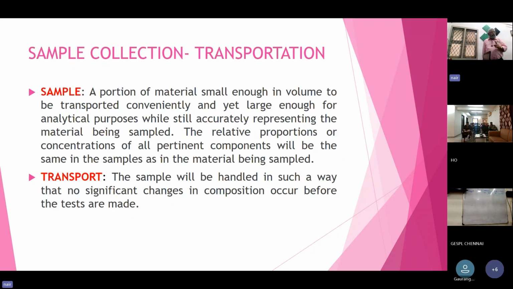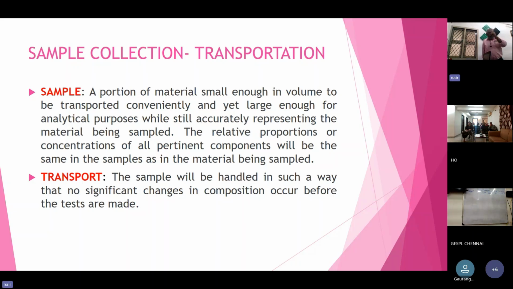So what is a sample? A sample is a portion of material, small enough for transportation convenience, but large enough for the requirement of analysis, but still representing the actual material. That is important. Then second thing. So the first thing is sampling. We ensure that we have done the sampling accurately. The second thing is the transport.